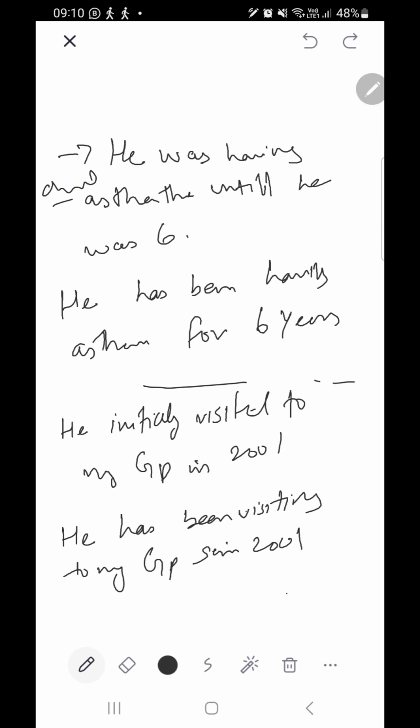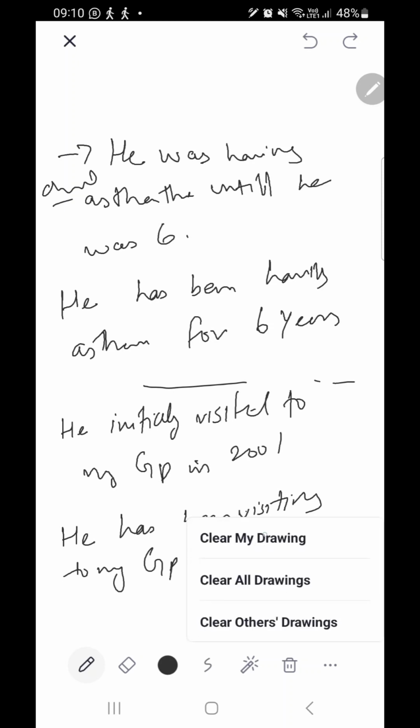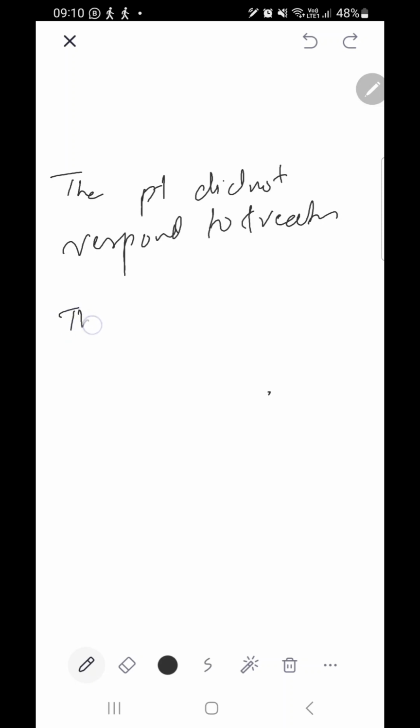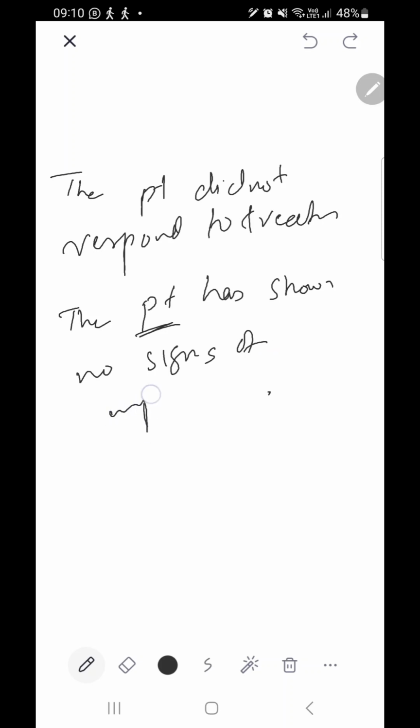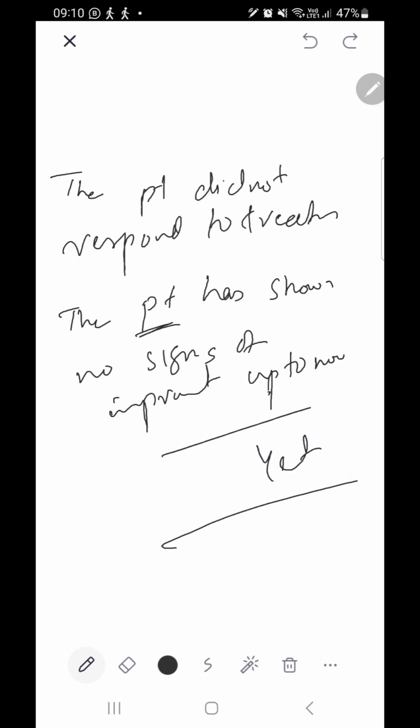Okay, let's say the patient, in the past simple, "did not respond to treatment." You can write it down. The patient should be written fully: "has shown no sign of improvement up to now," if it's the present perfect, or "yet." You can use the simple past or present perfect interchangeably.